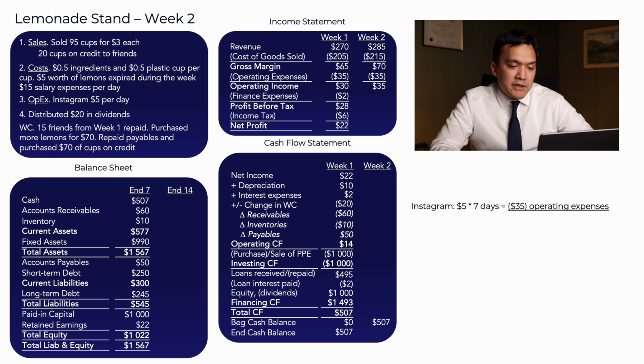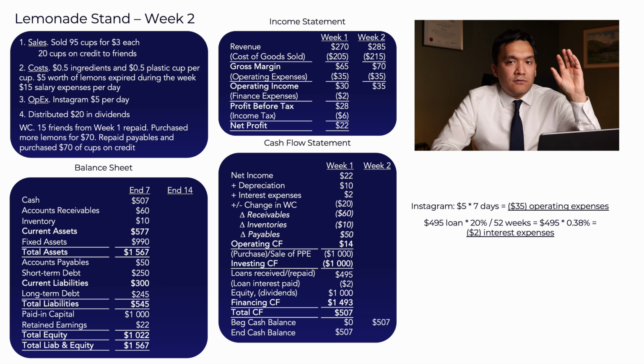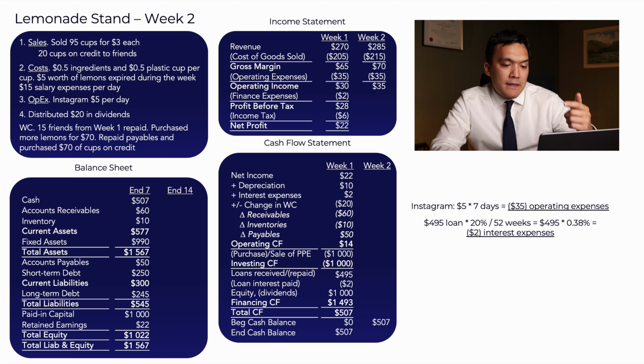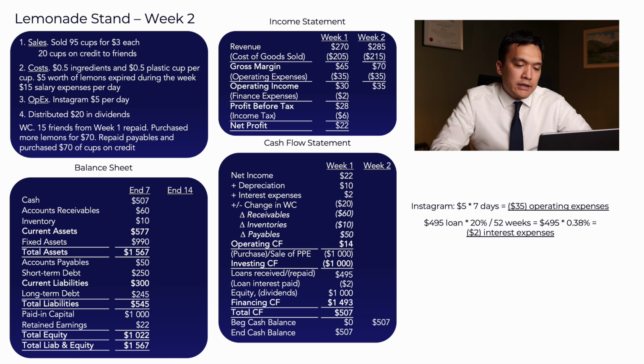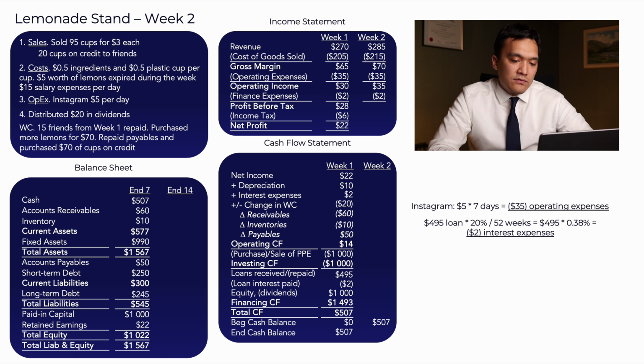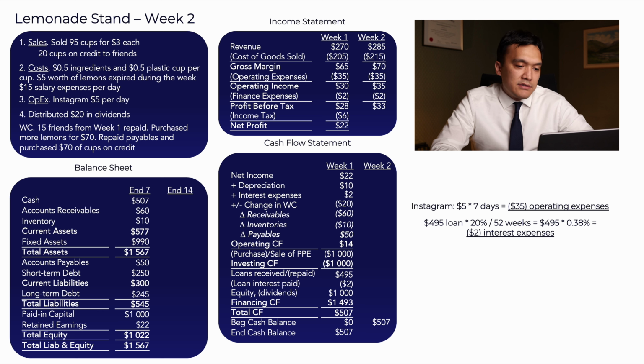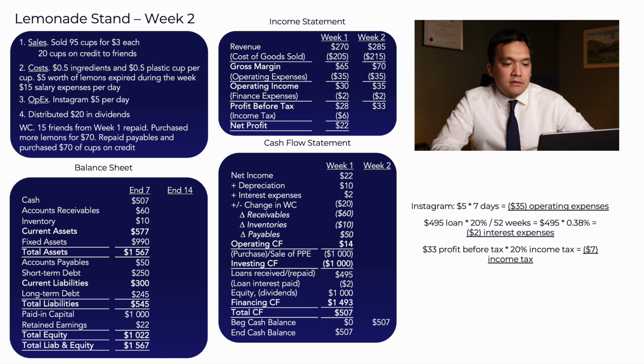Now to calculate our interest expense, we have a base amount of loan not $500 but $495. So we calculate our interest based on $495 loan amount. So $495 multiplied by weekly interest rate still yields us $2 of interest expense. So $35 minus $2 of interest expenses, we get profit before tax of $33. And our income tax is 20%, so 20% of $33 is $7 of income tax during week 2. So our net profit is $26 for the second week.